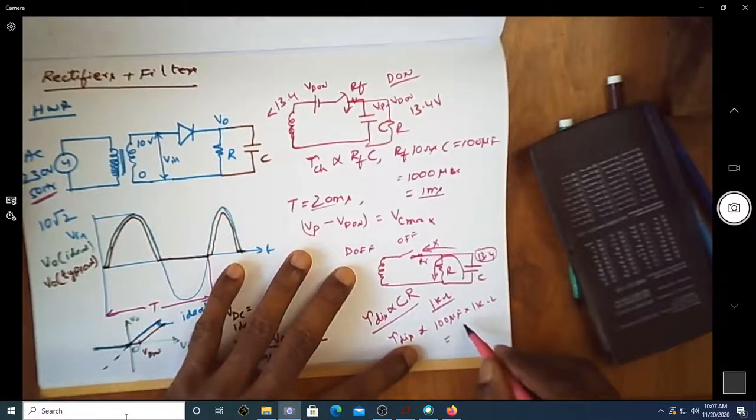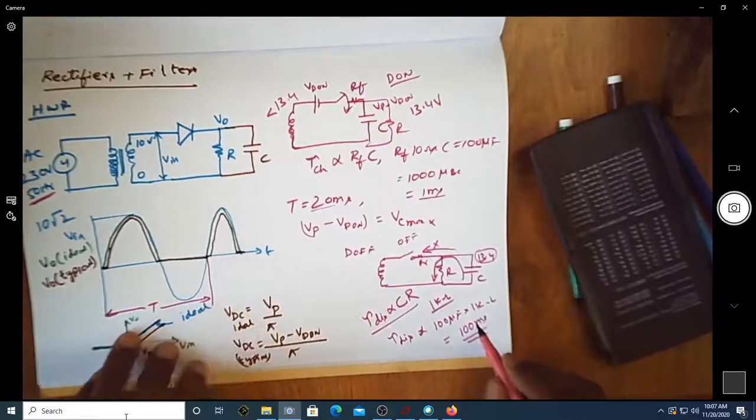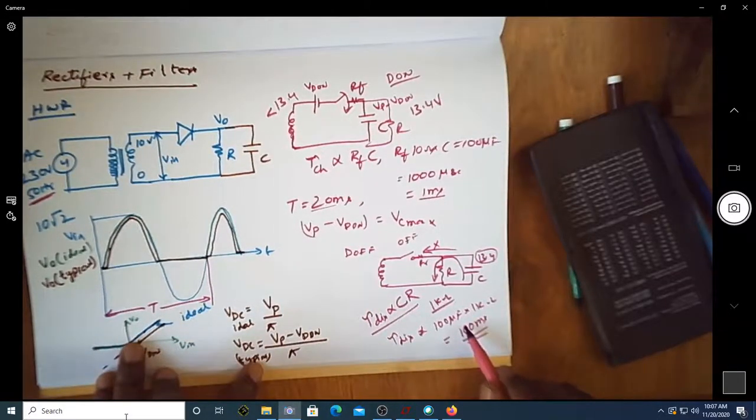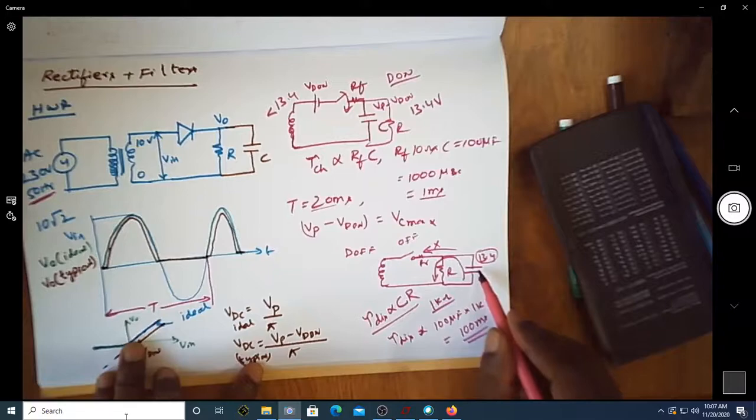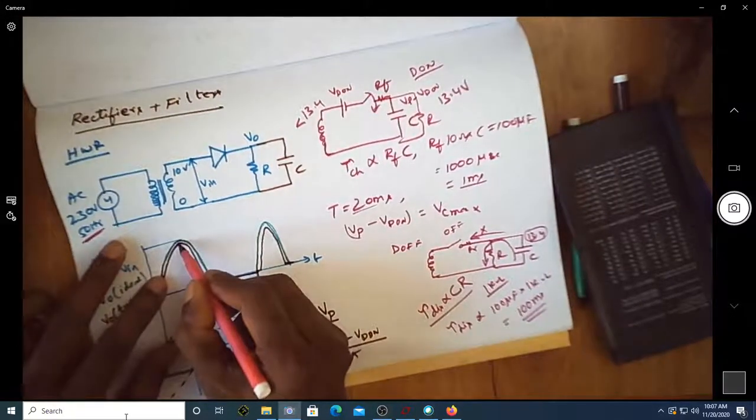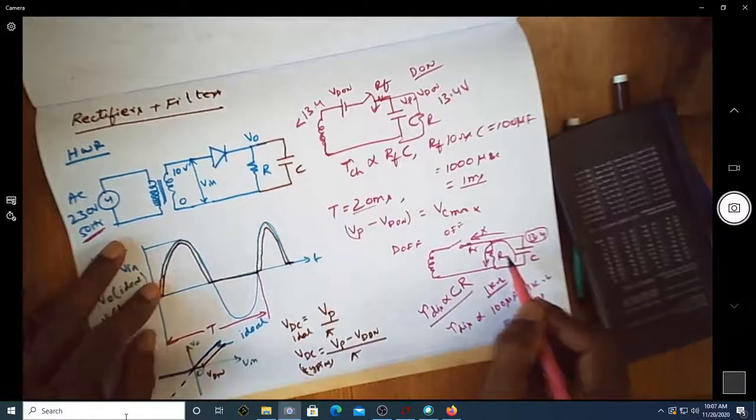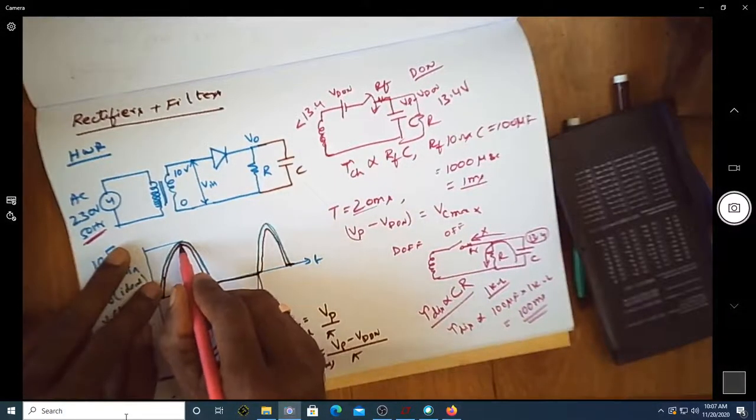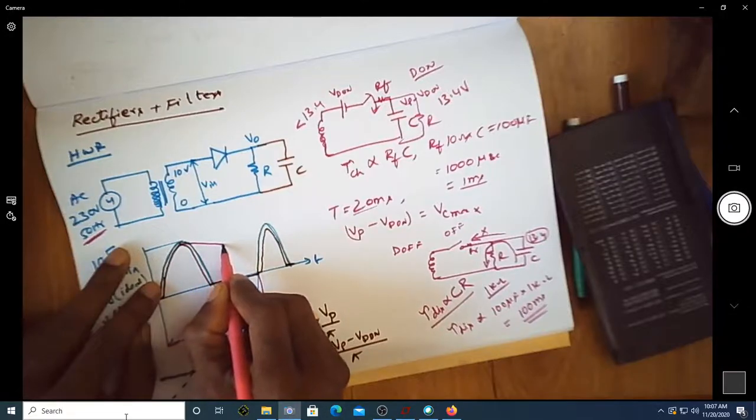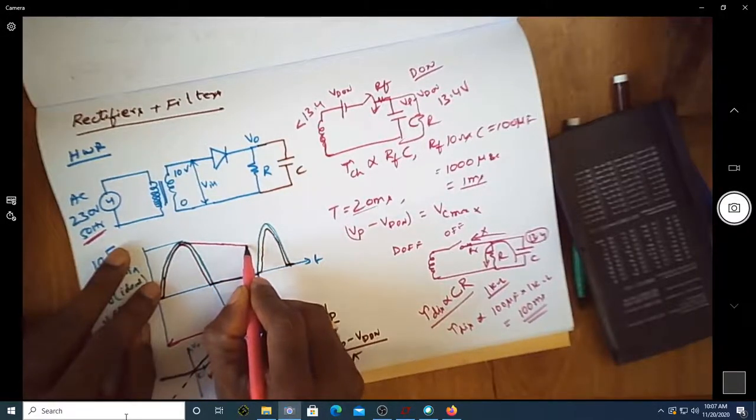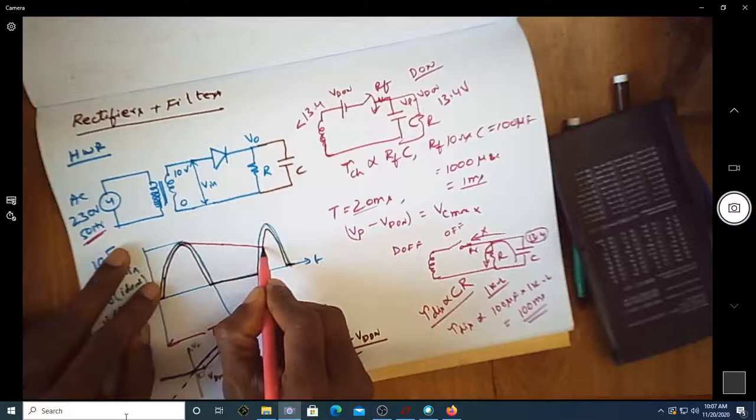So this happens to be something like 100 millisecond, meaning the time required for your capacitor to discharge takes longer, meaning it won't discharge quickly whenever the diode is off. Now you can see it is slowly discharging, it keeps on slowly discharging, and then it goes down till this point.